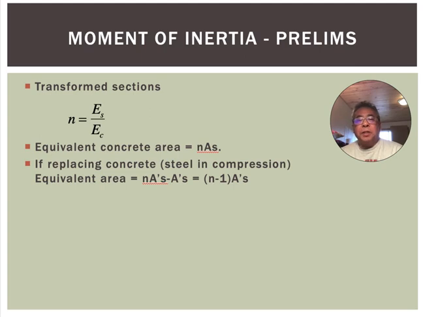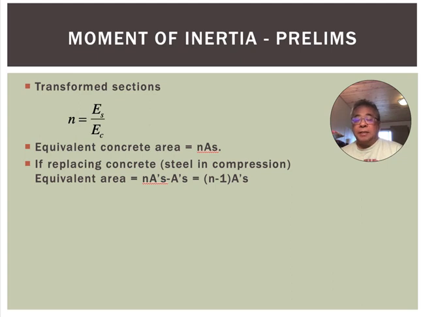What we're going to do is make an effective moment of inertia. We're going to do transformed sections. And so if you remember all the way back to homework 1, I said the only thing out of that homework that you really needed to remember was the transformed moment of inertia, and here we go. N is the ratio of E of steel to E of concrete, and if you remember from that, it was about 8. And the equivalent amount of concrete that is equal to the steel is N times the area of steel.